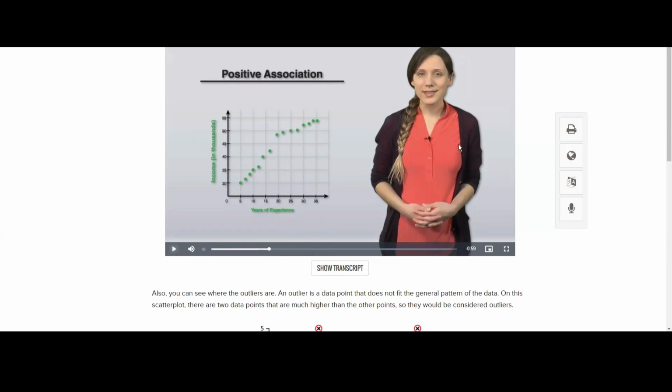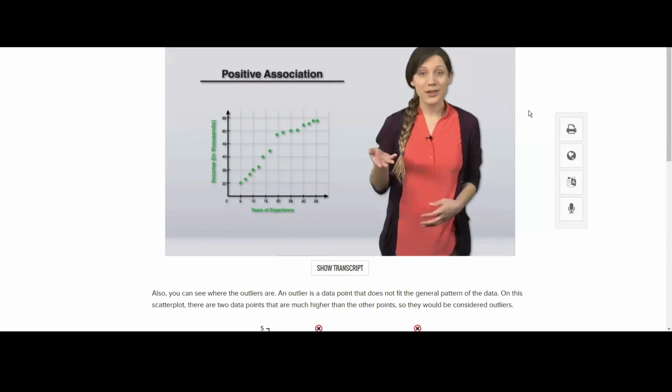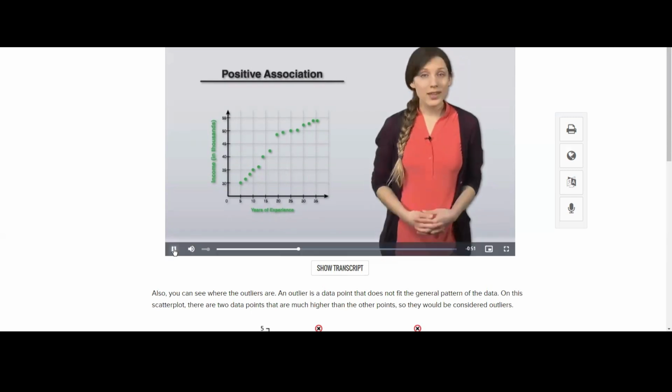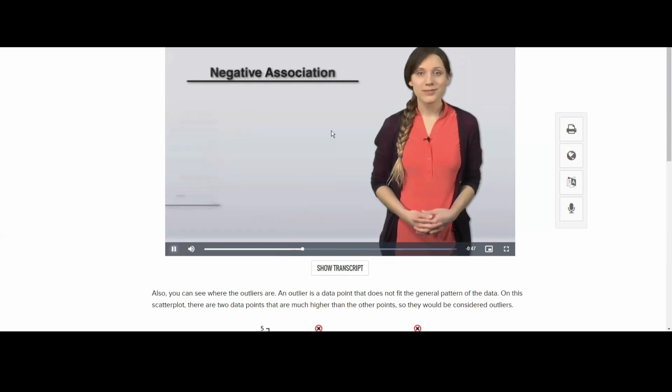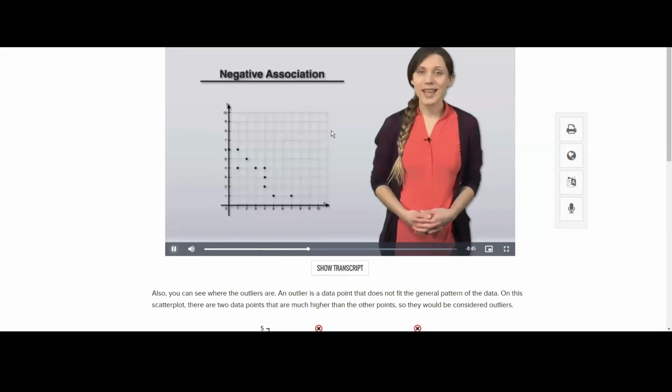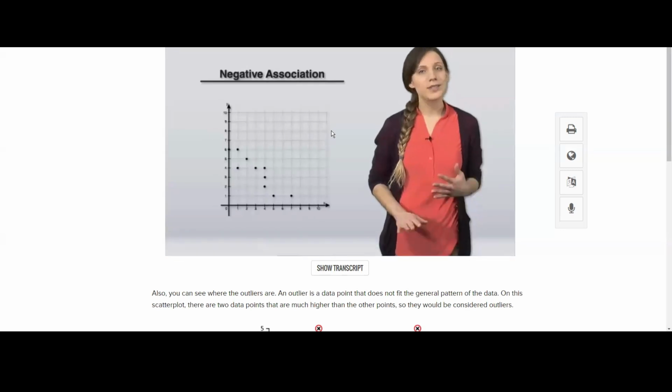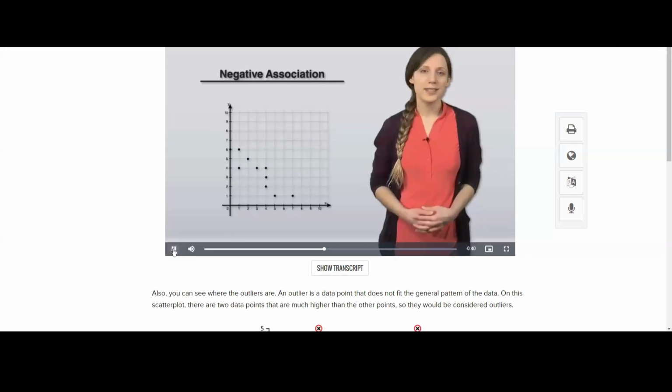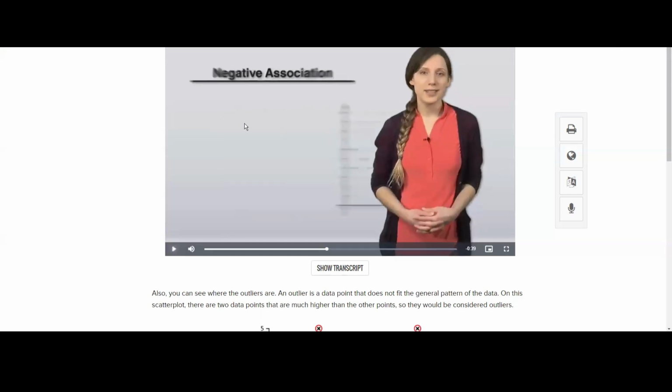Scatter plots can have a positive association, meaning the graph goes up as you move to the right. This makes sense because the more years of experience you have, the more income you make. So positive association means it goes up as you travel to the right on the plane, okay? Scatter plots can have a negative association, meaning the graph goes down as you move to the right.